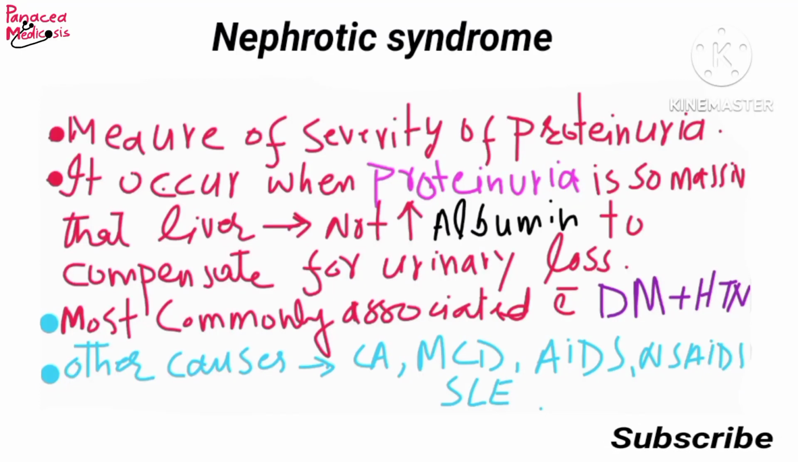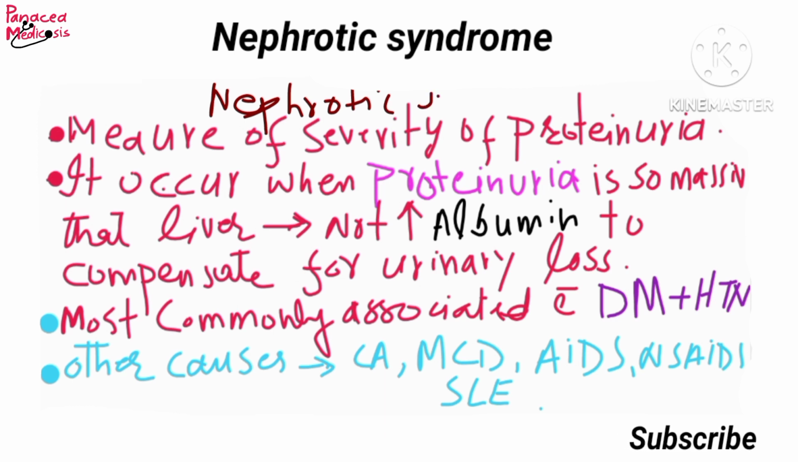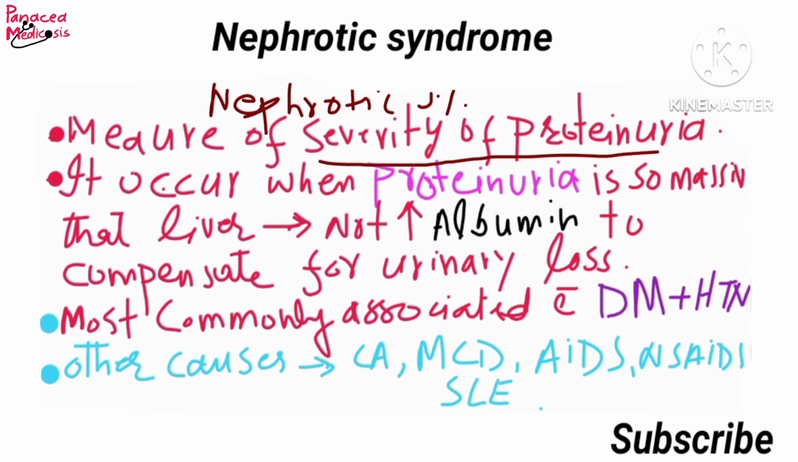Nephrotic syndrome. So nephrotic syndrome is the measure of severity of proteinuria and is associated with any form of glomerular disease. Diagnosis of nephrotic syndrome is not based on etiology.